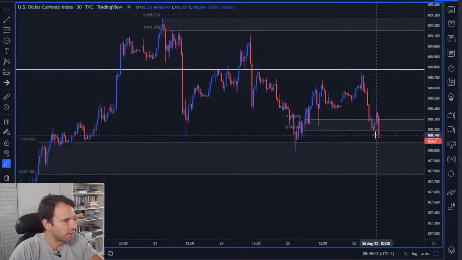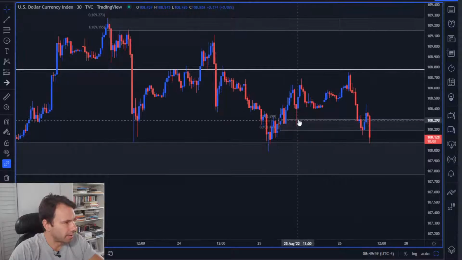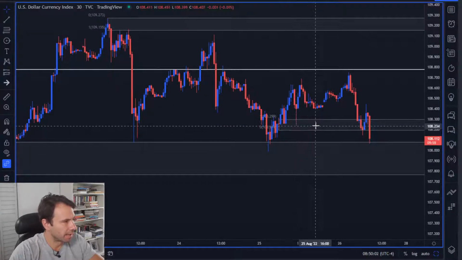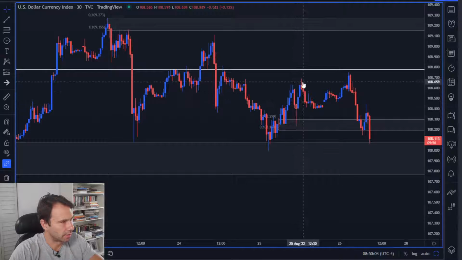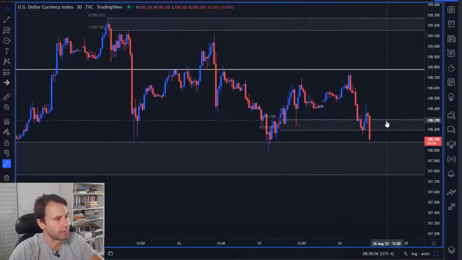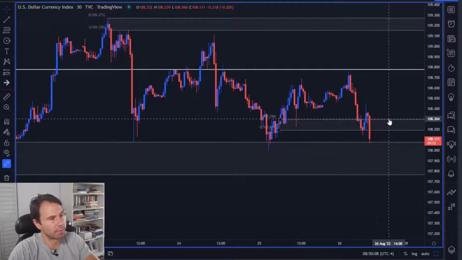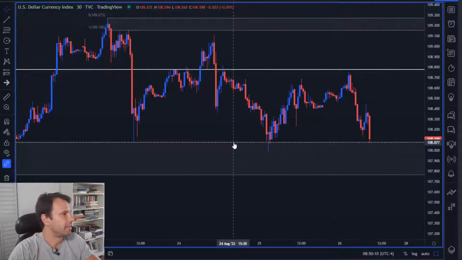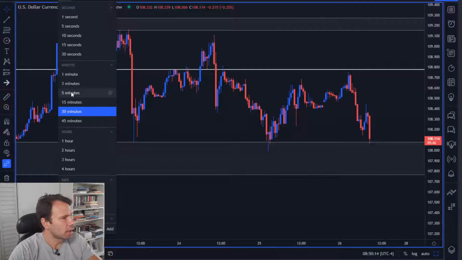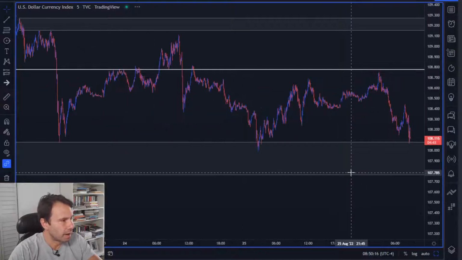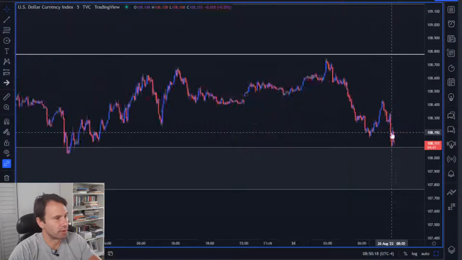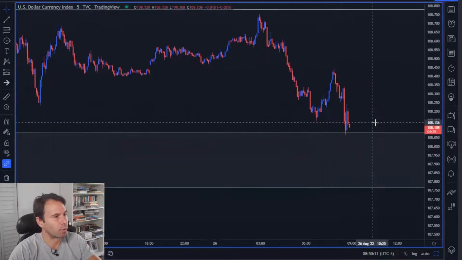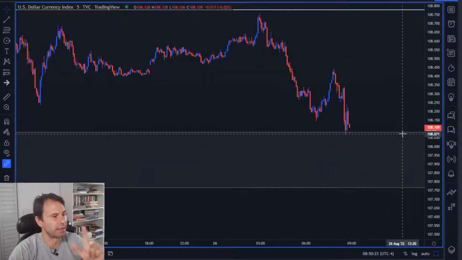All right, so the situation here is, I had this demand yesterday, and the dollar came back down and reacted off of it, but finally we violated it, and we are back in this demand. Now, if we don't have any changes in the dollar today, I would expect more downside on it, and that will mean more strength in the equity markets.